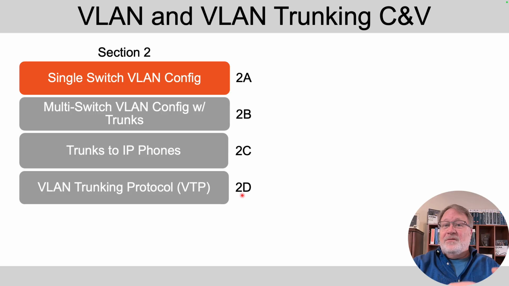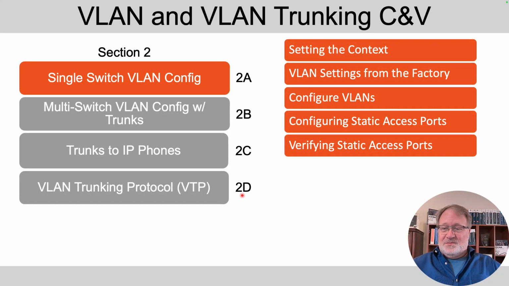And by that, I mean, if you've got one switch, we don't have to think about trunking because trunking only happens between a couple of switches. So it's just creating the VLAN and creating access ports, all right?